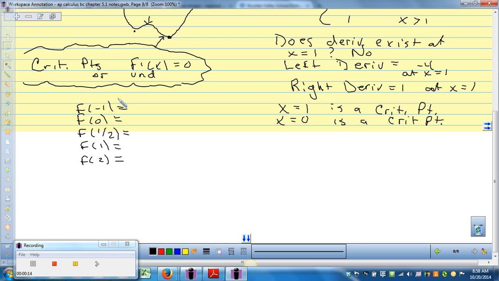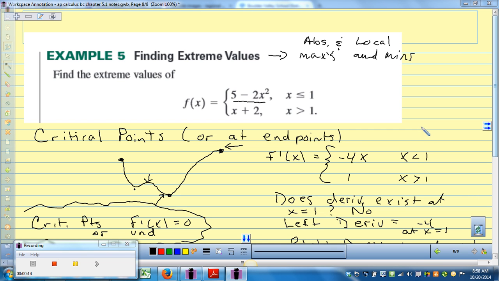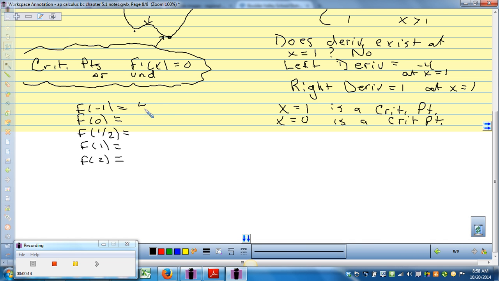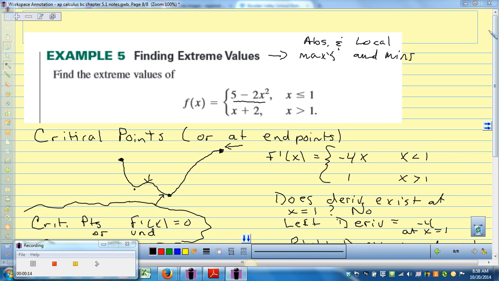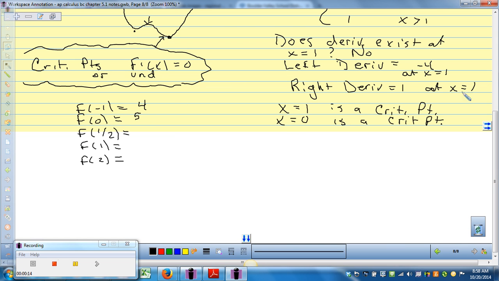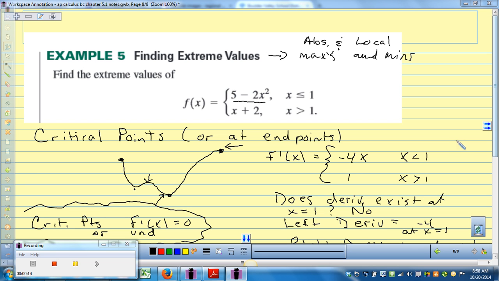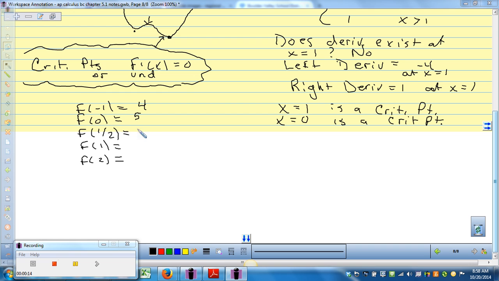And we are just going to compare their y values right now to see if we have local maxes or local mins. So f of -1 will be what? 4. It will be 4. We're just plugging into the original function. F of 0 will be what? 5 minus 0, or just 5? F of 1/2 is what? 4.5? So tell me, f of 0, or at x equals 0, we have a local what? Local max.